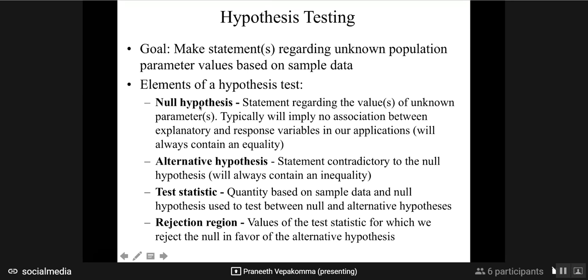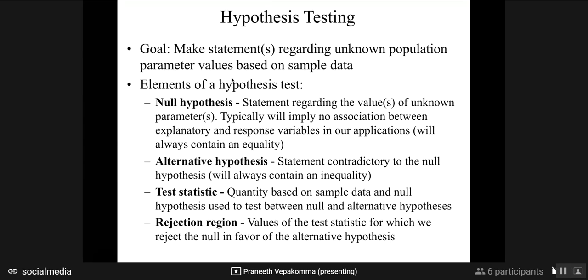Alternate is, if null were not true, what would be the alternates? It's the other way around. Test statistic is what you would use to determine how strongly you would accept the null or how strongly you would reject the null and go with the alternate. Rejection region has something to do with the test statistic as well. So these are just the terminologies. We'll make it more clear.